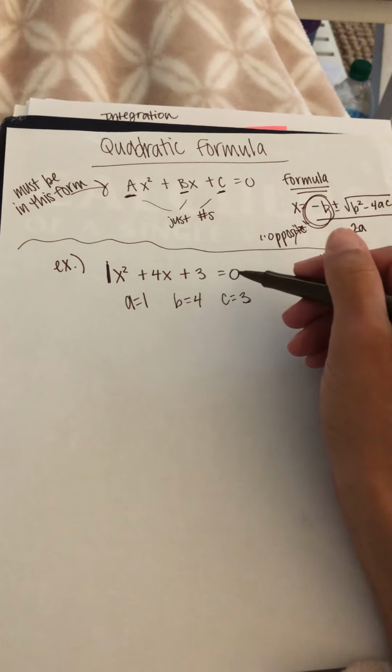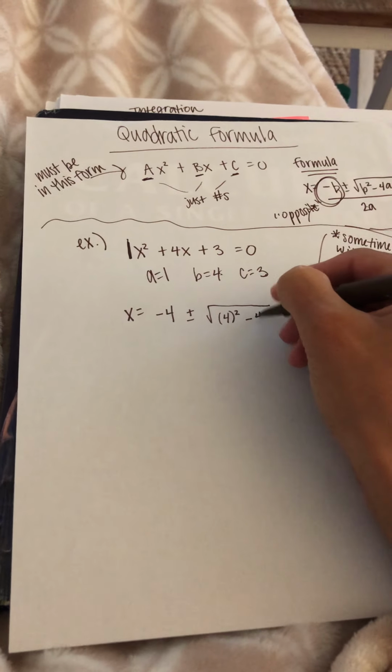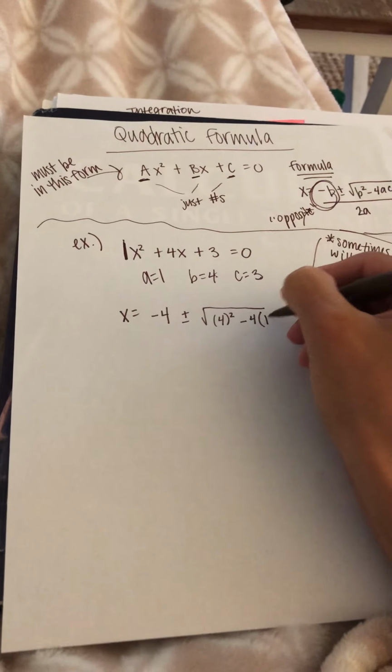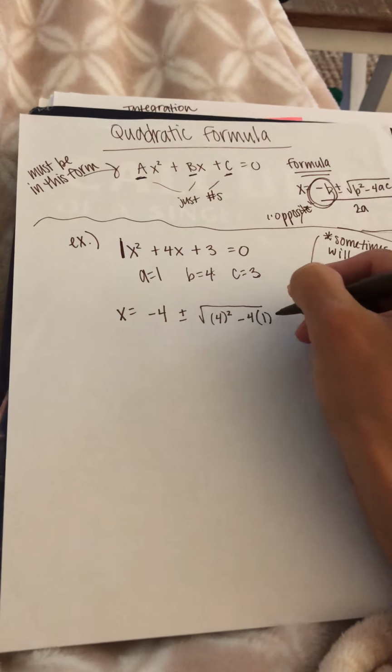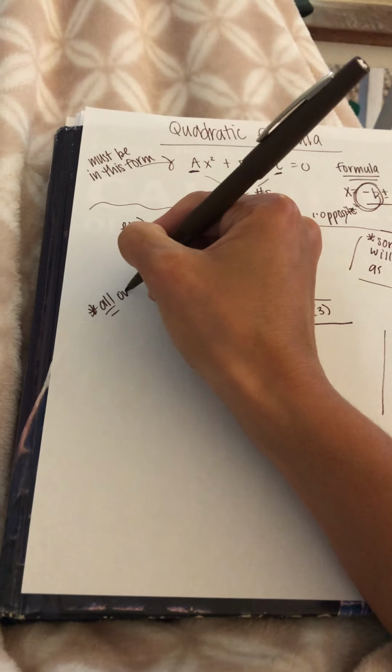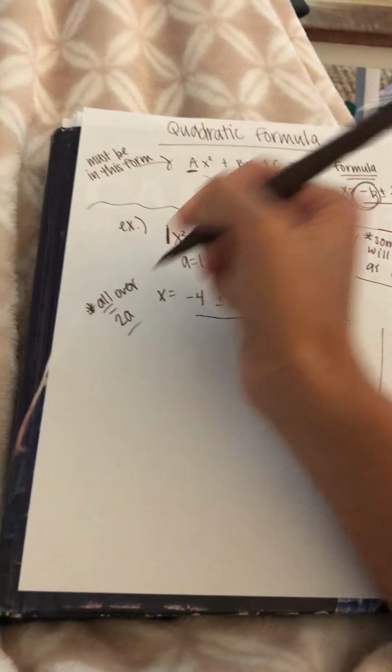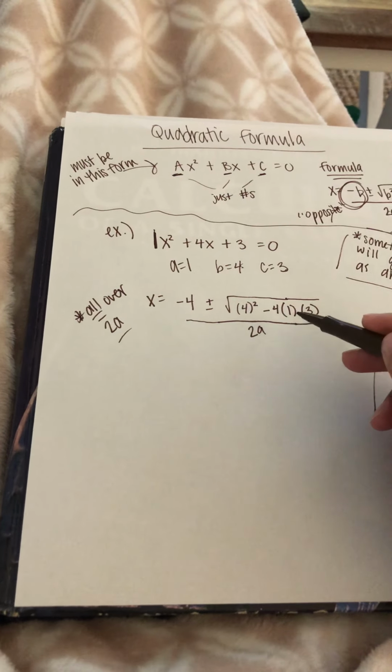Because we're trying to solve for X. We say X equals opposite B. Well, opposite 4 is negative 4. Plus or minus square root B squared, so I have 4 squared, minus 4 times A, which is 1, times C, which is 3. And here's the kicker. It is all over 2A. And I'll write that down. Okay, it's all over it. Some people just want to do like this part. No, it's all of it.